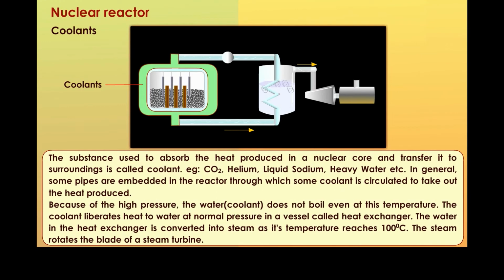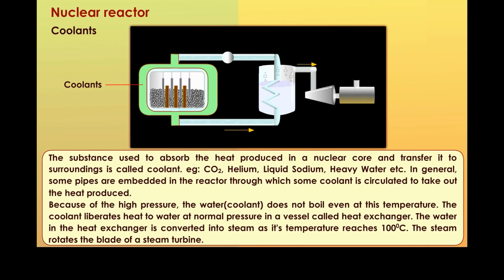Coolants. The substance used to absorb the heat produced in a nuclear core and transfer it to the surroundings is called a coolant. Example: carbon dioxide, helium, liquid sodium, heavy water, etc. In general, some pipes are embedded in the reactor through which some coolant is circulated to take out the heat produced. Because of the high pressure, the water, coolant, does not boil even at this temperature.